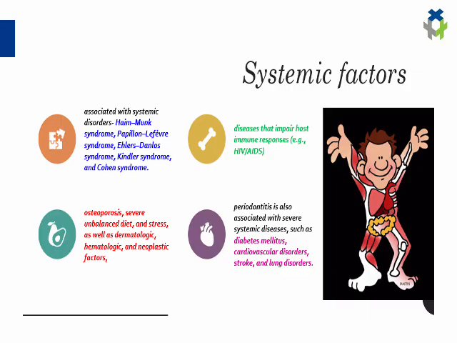Moving on to the next one, that is systemic factors. It's associated with systemic disorders such as Papillon-Lefevre syndrome, Ehlers-Danlos syndrome, Kindler syndrome, and Cohen syndrome. Diseases that impair host immune response, for example HIV or AIDS, osteoporosis, severe unbalanced diet and stress, as well as dermatological, hematological, and neoplastic factors are involved. Periodontitis is also associated with severe systemic diseases such as diabetes mellitus, cardiovascular disorders, stroke, and lung disorders.